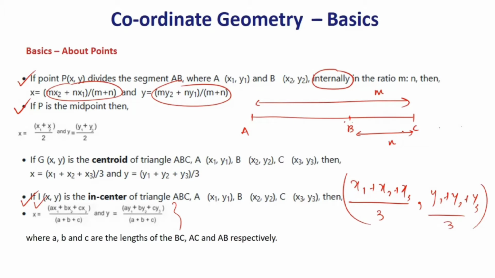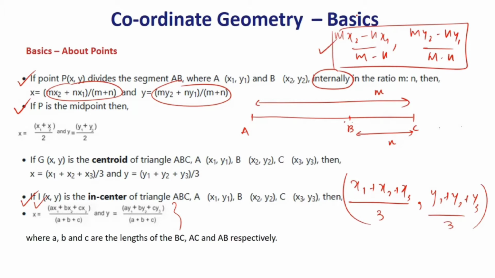This point is outside the line segment. In that case, your answer will change slightly. It will become (mx2 minus nx1) upon (m minus n) and (my2 minus ny1) upon (m minus n). That is again slightly rare, but you should know this as well.